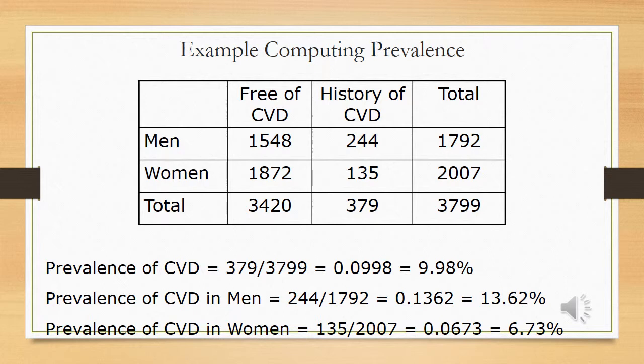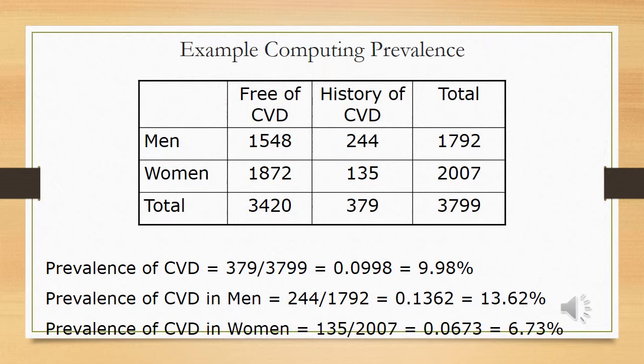Which means out of the total of 3,799, 379 individuals have a history of cardiovascular disease. So the prevalence here will be 379 divided by 3799. But the next one is more specific: the prevalence of cardiovascular disease in men.